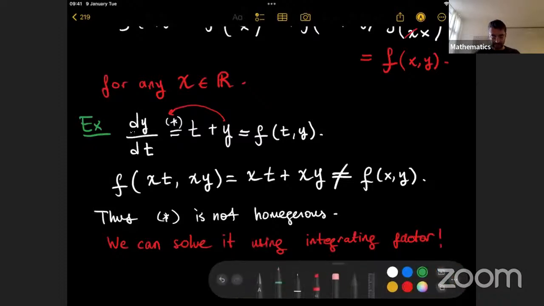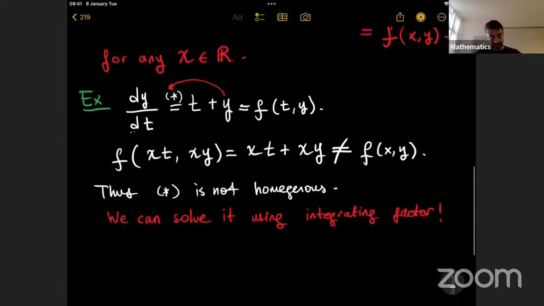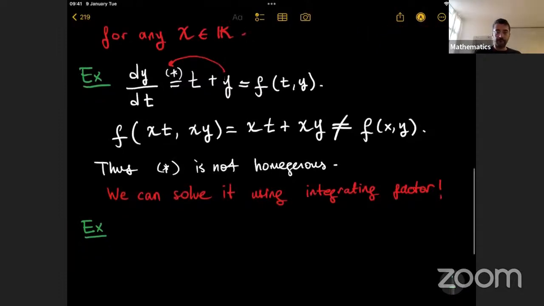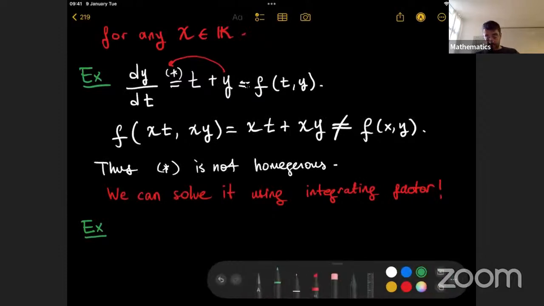Let's give another example. So this is not homogeneous. Let's give an example of a homogeneous differential equation. In that case, p of x is equal to -1. Okay, in that case, p of x is -1, and you find mu and so on. Great.